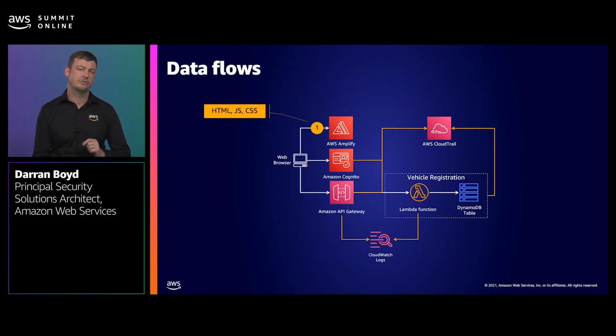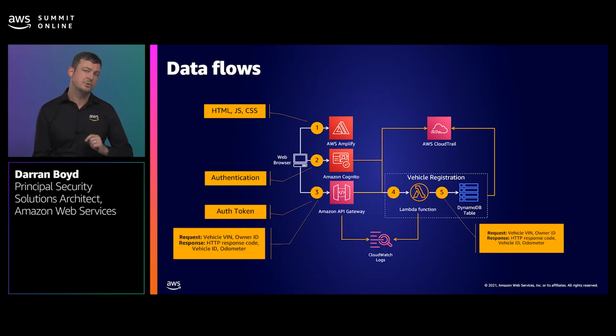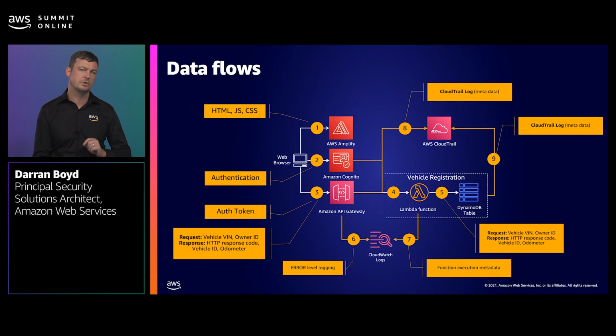What you want to do then is consider, what are the data flows between the components? Our very first data flow is our web browser to AWS Amplify to get those static assets. We have another flow for authentication to Cognito. Then we have another flow, which is where we go to API Gateway to interact with that vehicle registration API, where we'll be providing inputs to the API, including the vehicle VIN number, and we'll be getting a response from the backend, including success or failure, the vehicle ID, and the odometer reading of that vehicle. There are a number of other flows here which are related to logs and metadata.